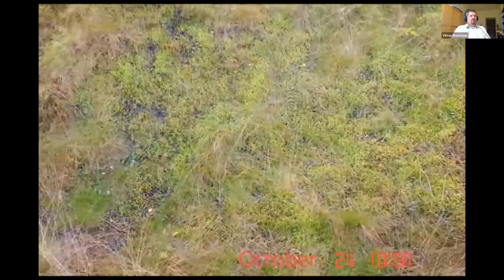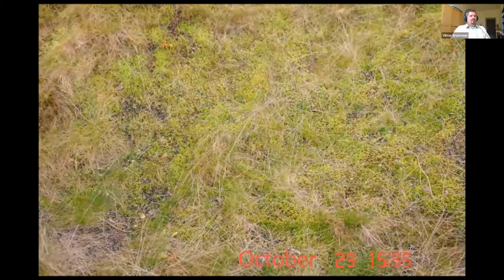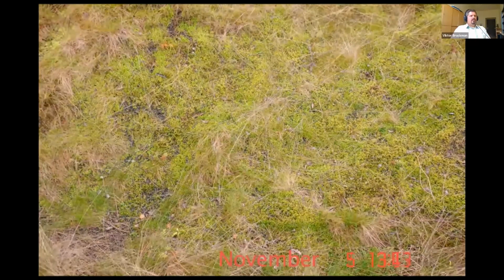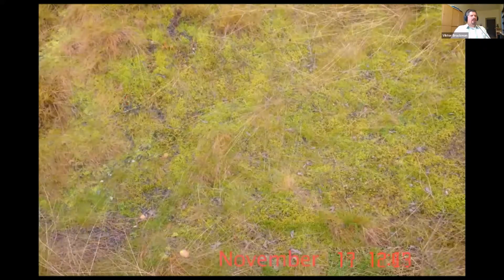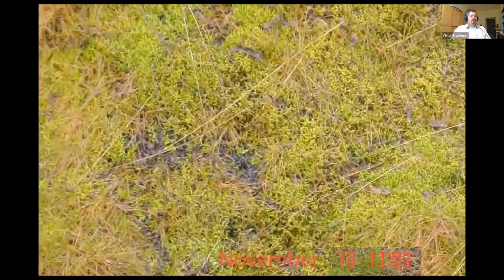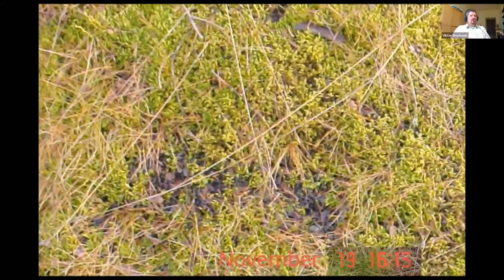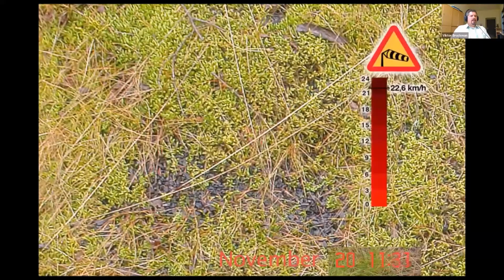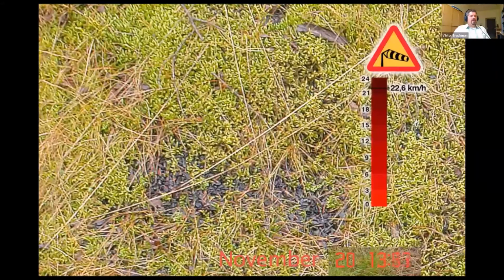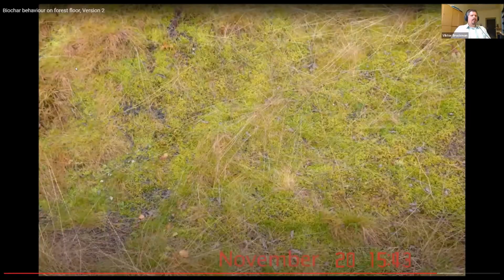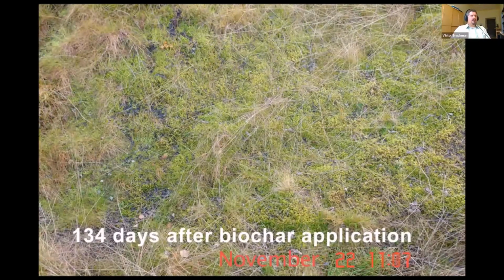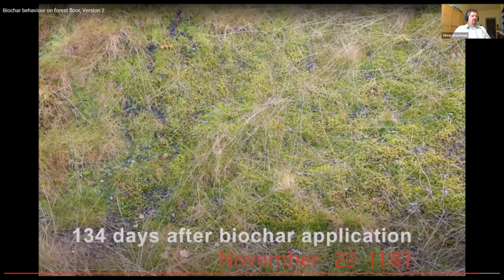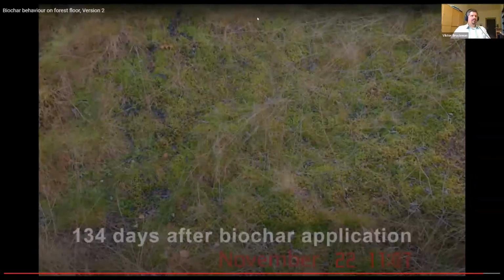So soon we will have the first signs of winter. Snow is coming in November. Snow is then thawing again. And even though we have here a very strong storm event, there's almost no more movement. I'm making this a bit faster. Just a comparison, one day after application versus 134 days after application.